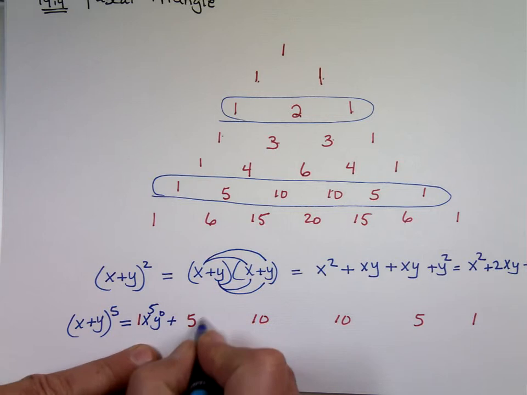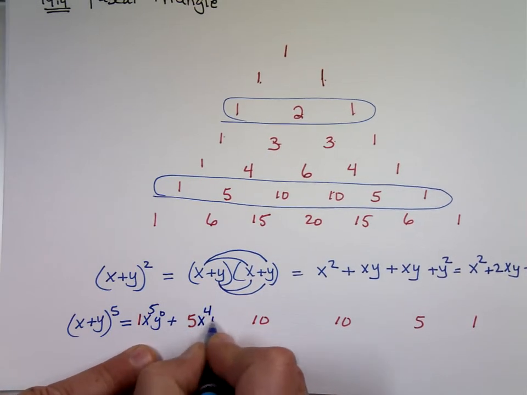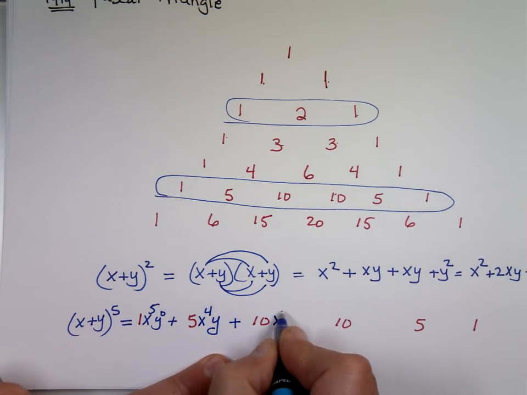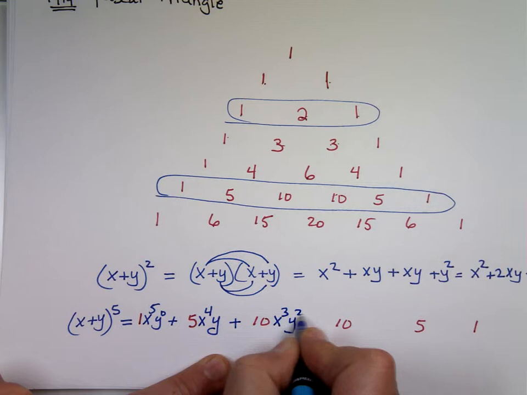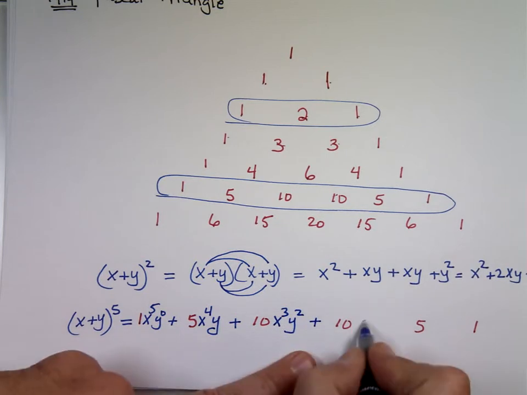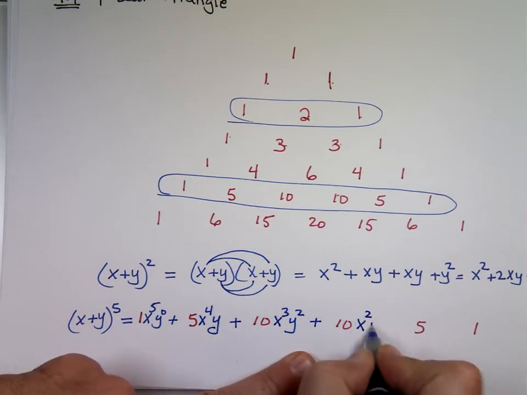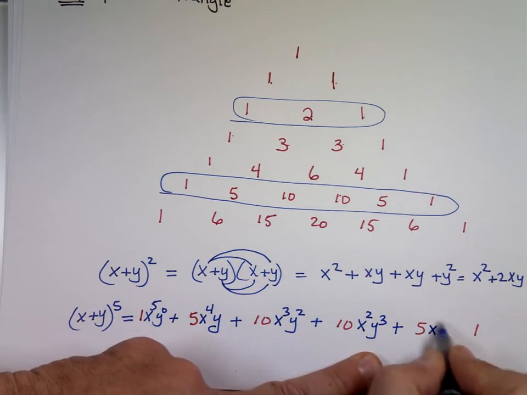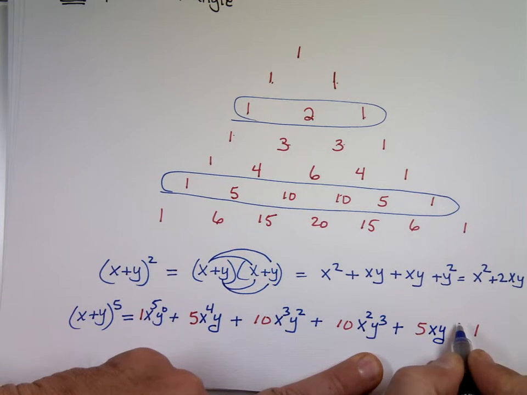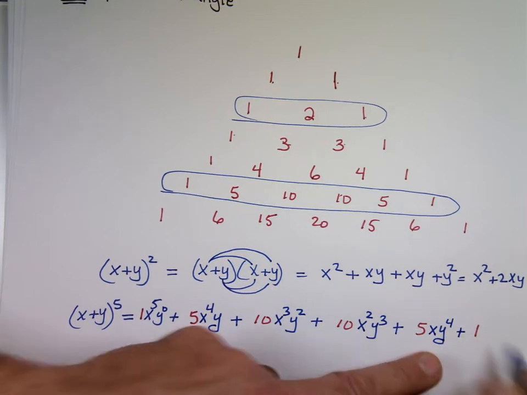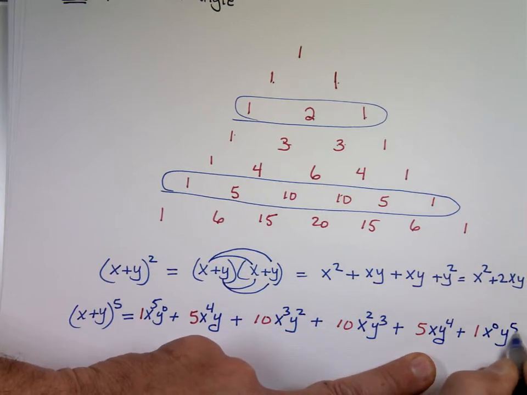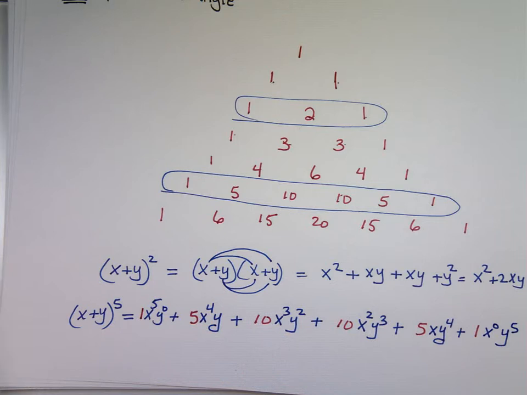So this will be what? x to what power? 4th. y to what power? 1. Plus x to what power? y to what power? Plus x to what power? y to what power? x to what power? 1. y to what power? 4. And the last one, x to the 0. y to what power? 5. Now anything to the 0 power is what? 1. So you can erase this and that's your answer.